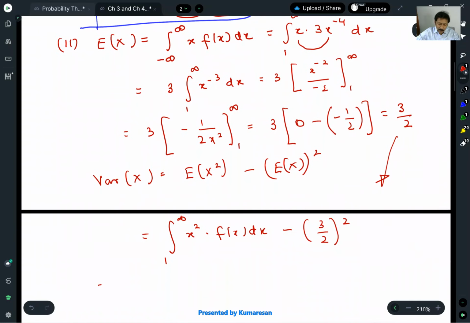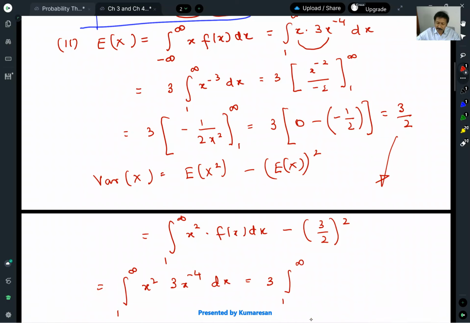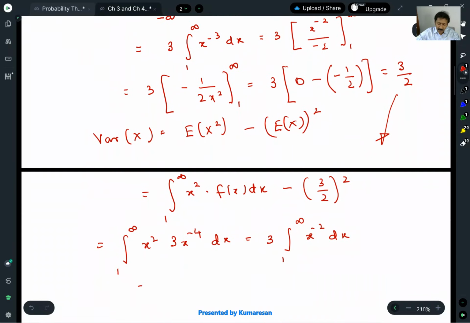Now let's evaluate this function by substituting 3x to the power of minus 4 for f of x, and then the function to be integrated can be simplified. x to the power 2 times x to the power minus 4 is x to the power minus 2, dx. Okay, now we'll integrate the function. So it is 3 times x to the power of minus 2 plus 1, which is minus 1, divided by minus 2 plus 1, which is minus 1. And these are the limits of the definite integral.